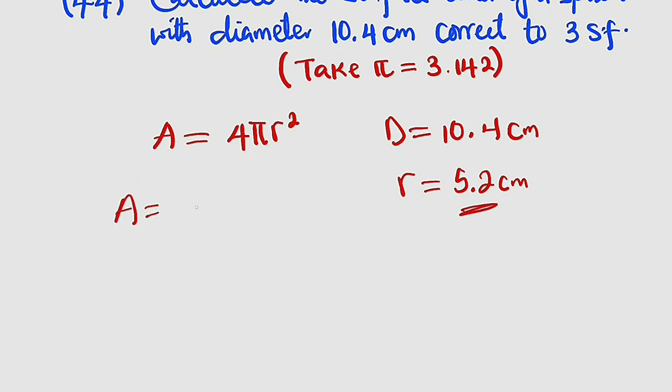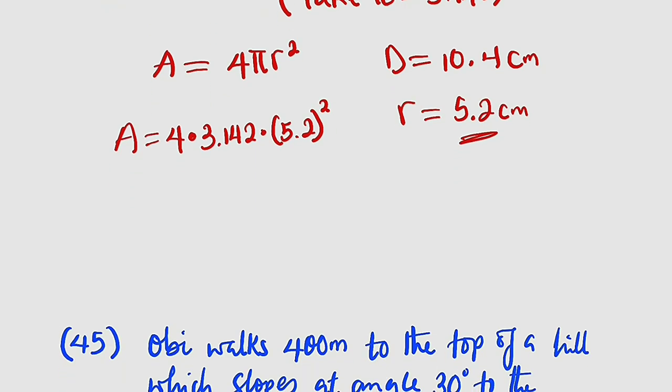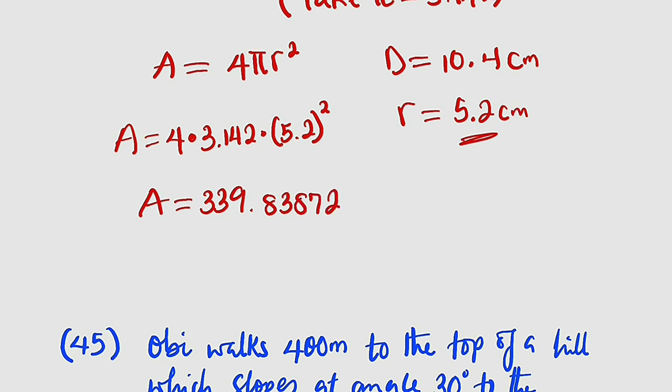So therefore, area is equal to 4 multiplied by pi, which they say we should use 3.142. Then multiply by radius squared, that is 5.2 whole squared. So we are going to use our calculator. Press everything directly. You can even start with 5.2 whole squared, then multiply by 3.142, then multiply by 4, and that will be the area of that sphere, which is 339.83872.